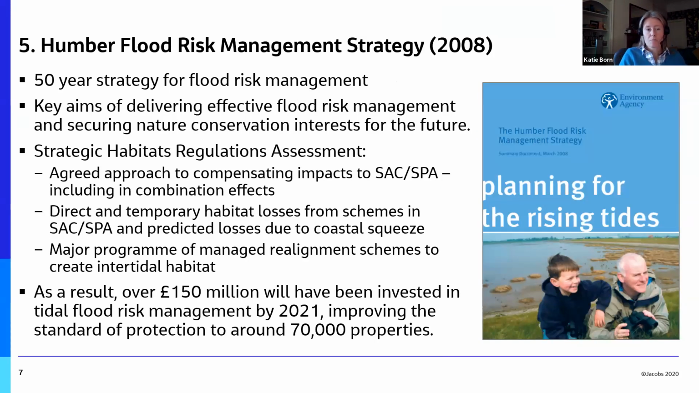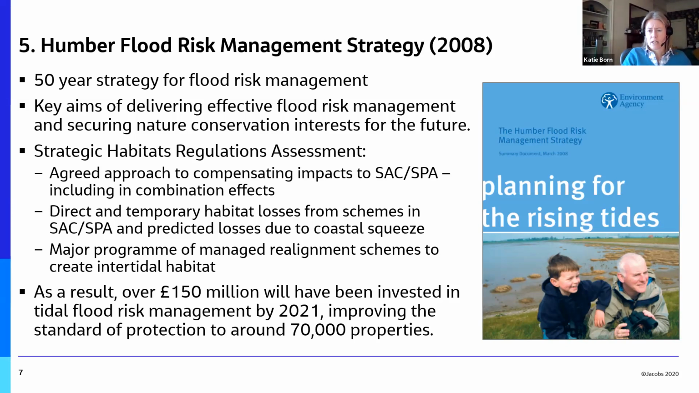So the Environment Agency produced the flood risk management strategy for the Humber in 2008 called Planning for the Rising Tides. So it covers 50 years of flood risk management around the whole estuary. It comprised of the strategy documents, but we also carried out a strategic environmental assessment, Water Framework Directive assessment, and, interestingly, the strategic habitat regulations assessment. And this is what a lot of the rest of the talk will focus on.